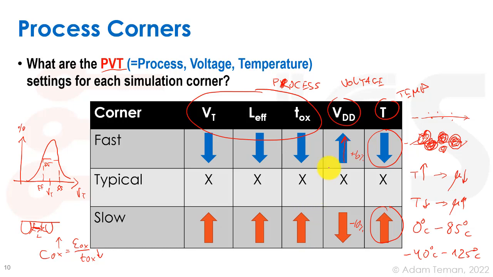When we get to temperature inversion, what we're going to do is flip these around, because VT, which goes down with temperature, is going to overtake mobility. But I'll be discussing that later.